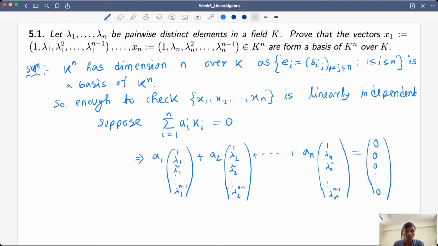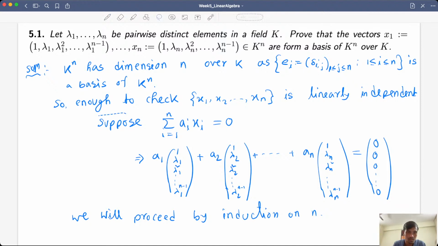Now to prove that each a_i is zero, I'll use induction on n to check that the x_i are linearly independent. So we'll proceed by induction on n. Let me then erase this part.